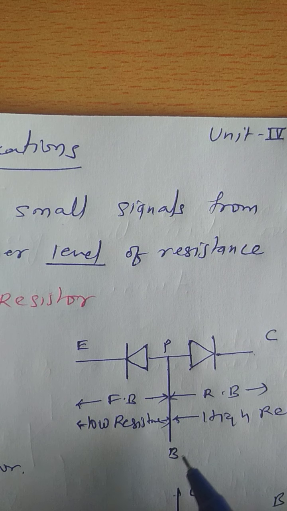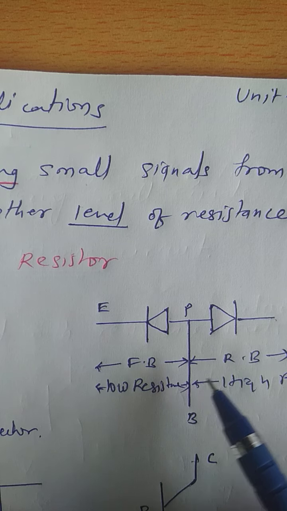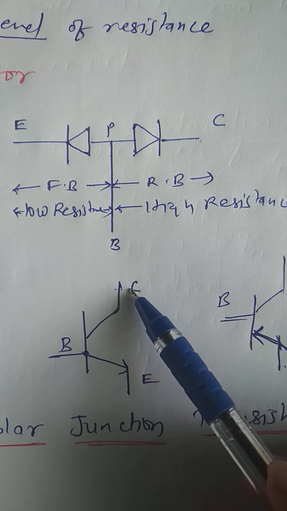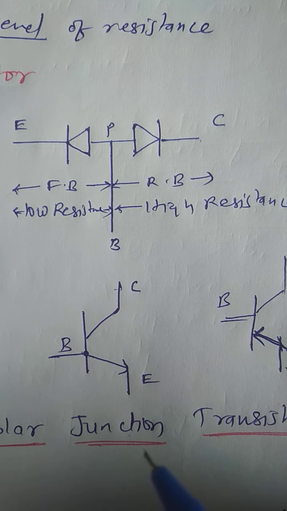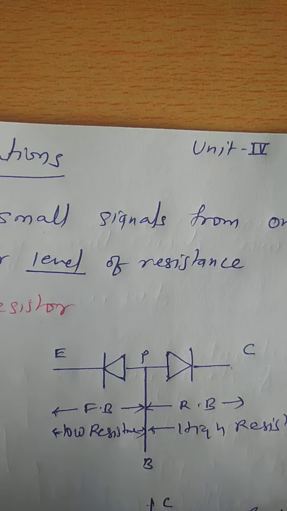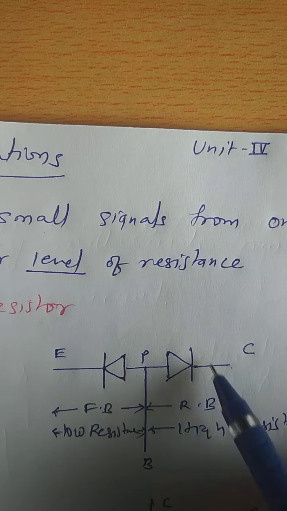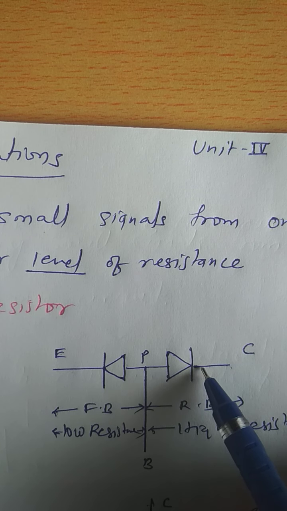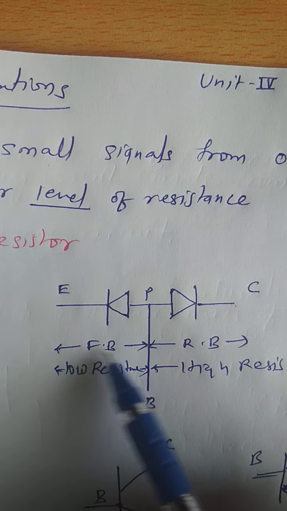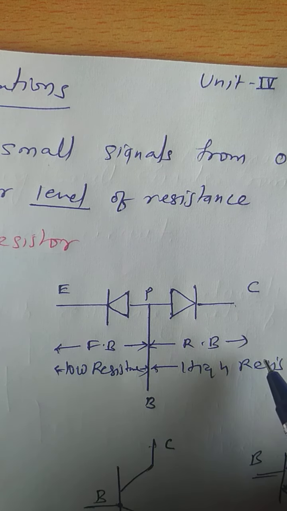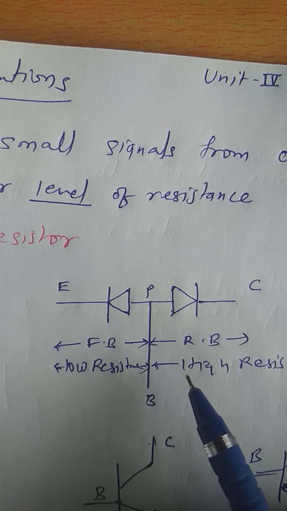In detail we'll be discussing the application of a transistor as an amplifier, but for now there is a necessity. When we want to use a transistor as an amplifier, we want the base to emitter junction to go forward and the base to collector junction to remain reverse, irrespective of input variations. So the base and emitter junction should go forward, and this PN junction should remain reverse. We can understand this is forming a low resistance path and this is forming a high resistance.